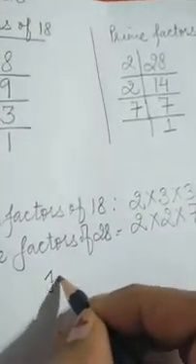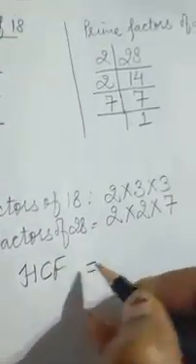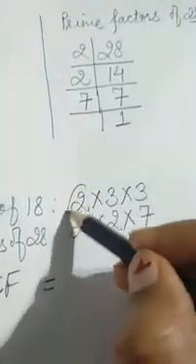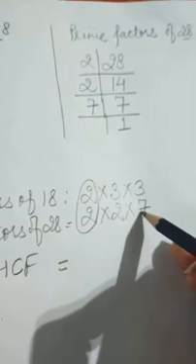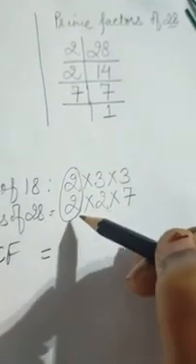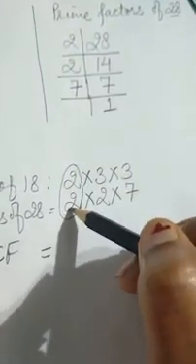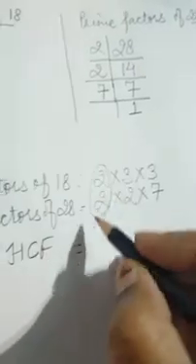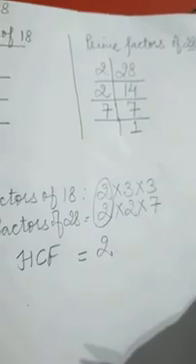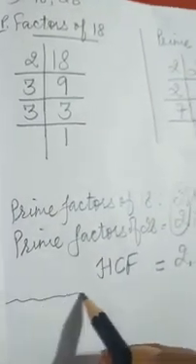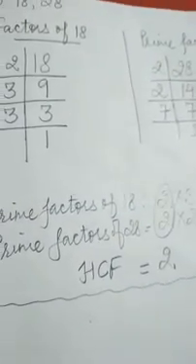Now what will be the HCF? You can see here only 2 is common in both. Which number is present in both the prime factors? That will be taken as common, and you can see here 2 is present in both. So here HCF will be 2.